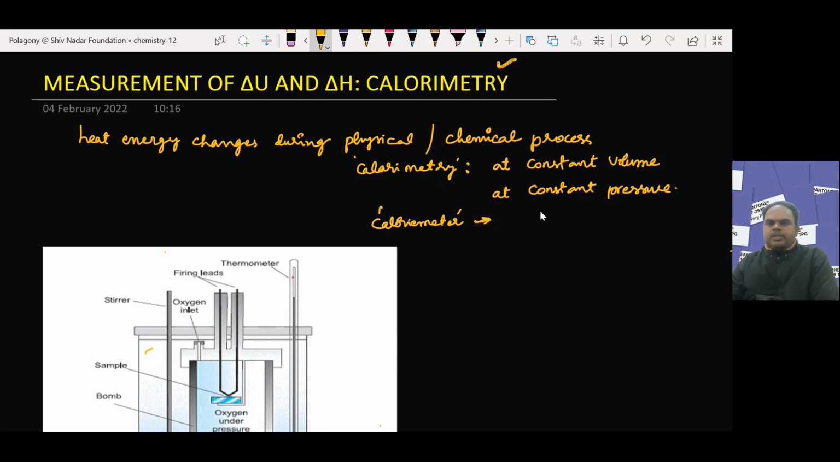If the volume is kept constant in the calorimeter, then that instrument is called a bomb calorimeter. By using a bomb calorimeter, we can measure change in internal energy, which is equal to heat energy change at constant volume. If the heat energy change takes place at constant pressure, then the change in energy is equal to enthalpy change. Let us discuss how this bomb calorimeter will work by using this diagram.